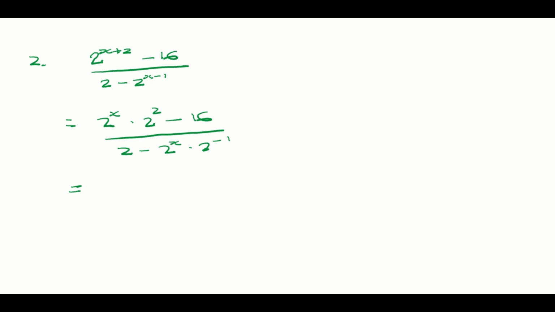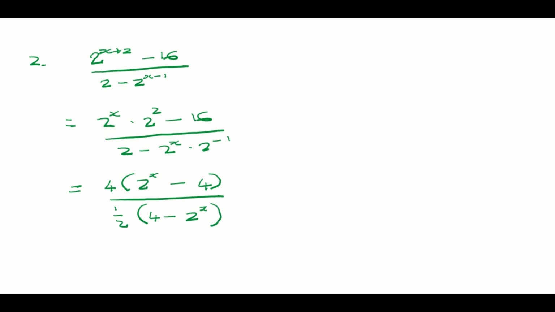And 4 will go into the first term and into 16. So I can take out 4 as a common factor. That's going to leave me with 2 to the power of x in the first term minus 4 in the second term. All over, looking at the denominator, 2 to the negative 1 is half. Half will go into 2. So I can take half out as my common factor. And half will go into 2 4 times, minus 2 to the power of x is left over in the second term.